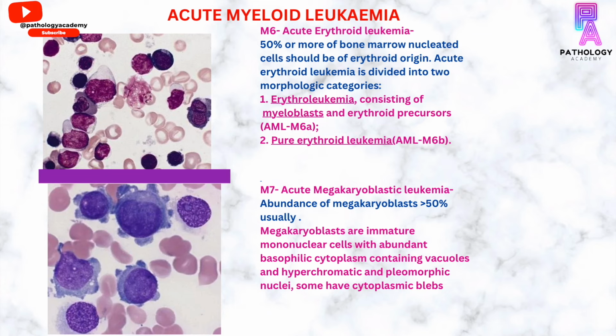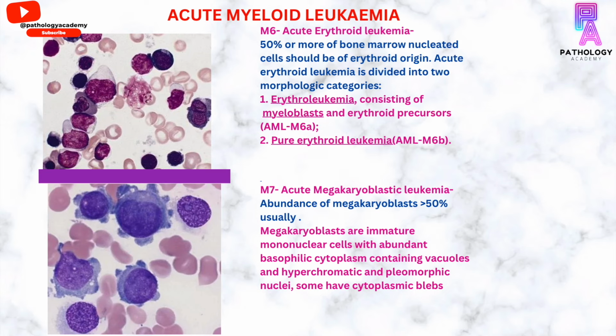In this, 50% or more of bone marrow nucleated cells should be of erythroid origin. It is divided into two morphological categories, erythroleukemia and pure erythroid leukemia. In erythroleukemia, there is presence of myeloblast and erythroblast. In pure erythroid leukemia, it's mainly the erythroid precursors.